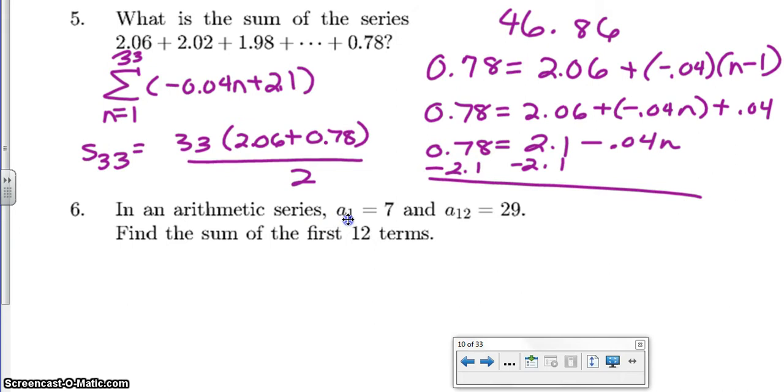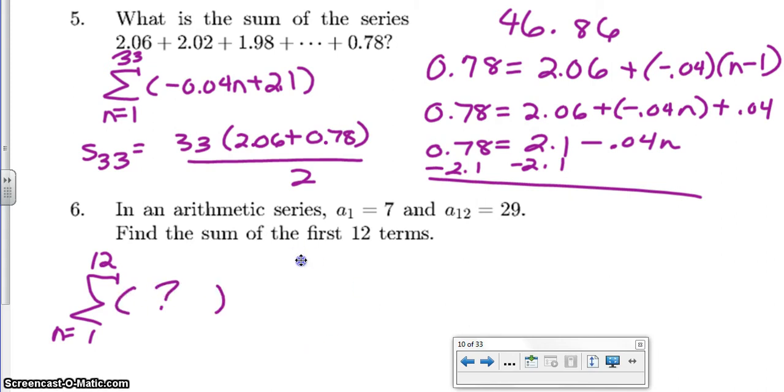In an arithmetic series, A1 is equal to 7 and A12 is equal to 29. Find the sum of the first 12 terms. Oh, well, Mrs. Rose, this is a piece of cake. And the reason why it's a piece of cake is because we already know n, and we already know that this final term is 12. Oh, but Mrs. Rose, I'm not really sure about what the related function is.